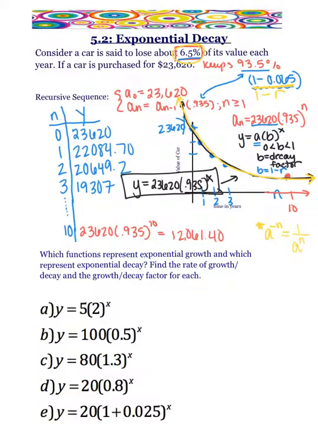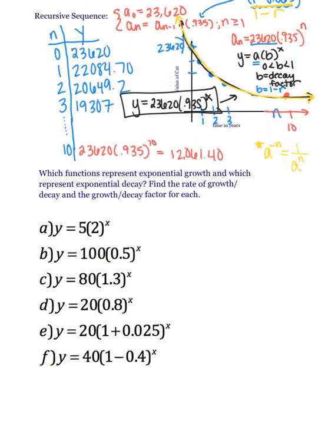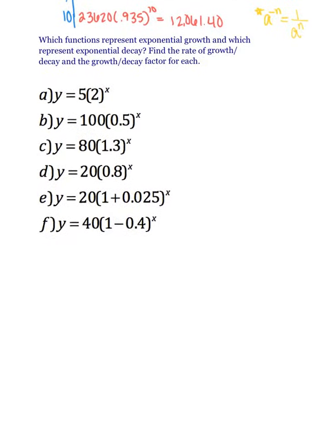So those are the type of functions we're going to be looking at today. What happens with something that loses a percentage of its value over time instead of gaining a percentage of its value over time? So first, you're going to end up pausing the video in a minute. You are going to say which functions represent exponential growth and which represent exponential decay. You're going to find the growth or decay rate and the growth or decay factor for each one.